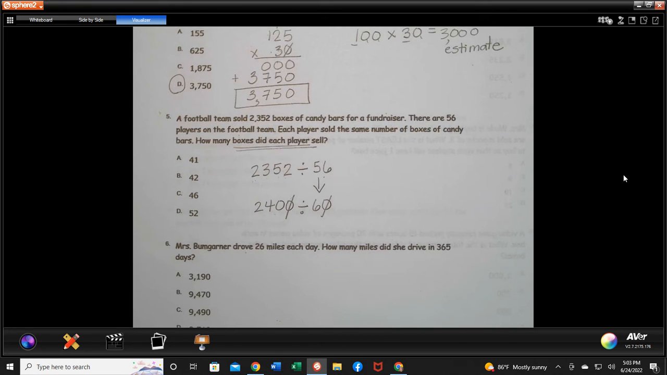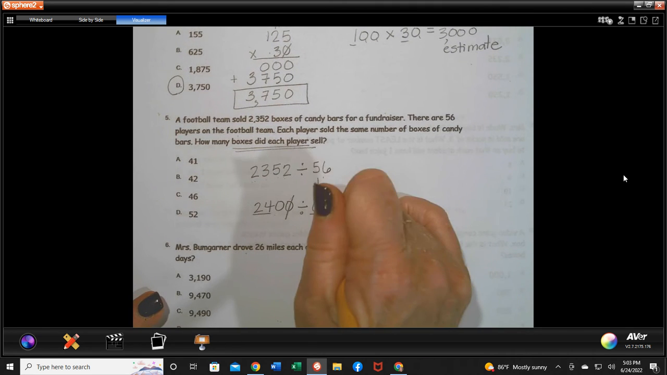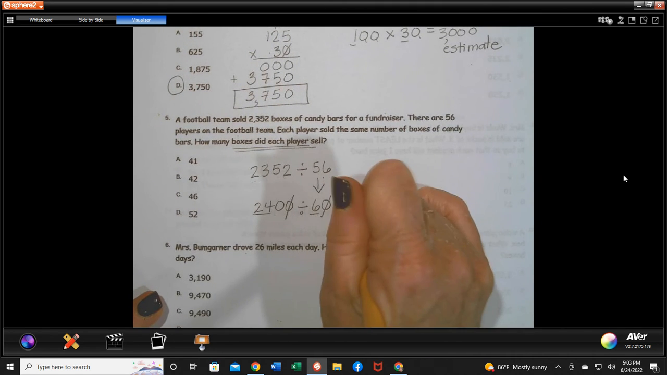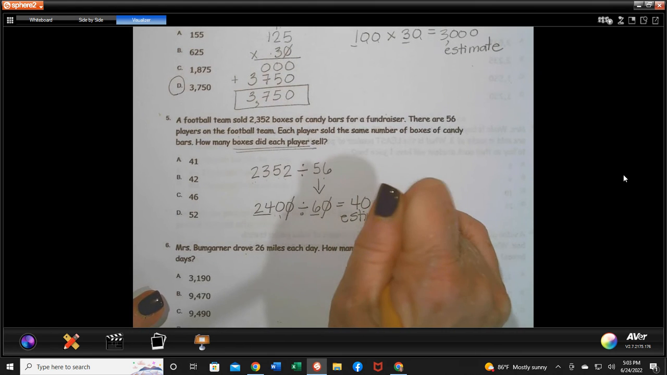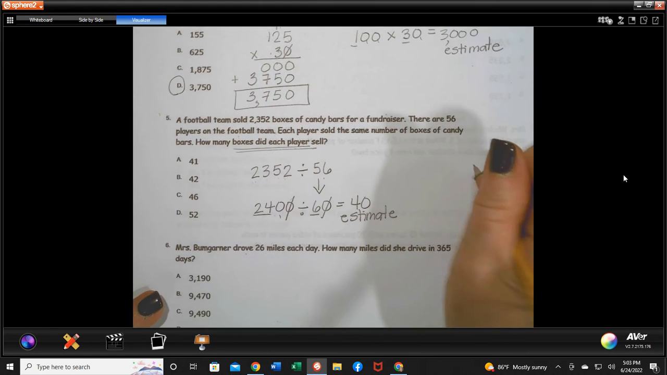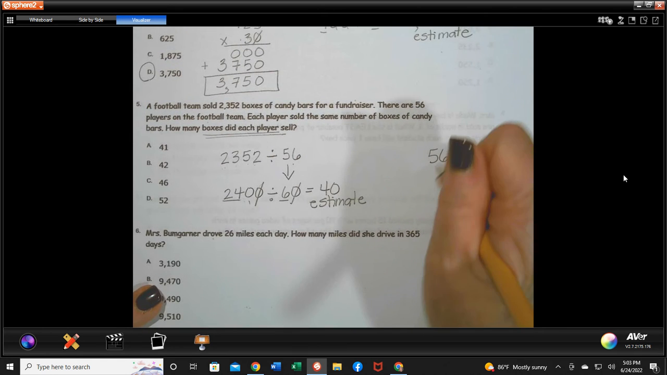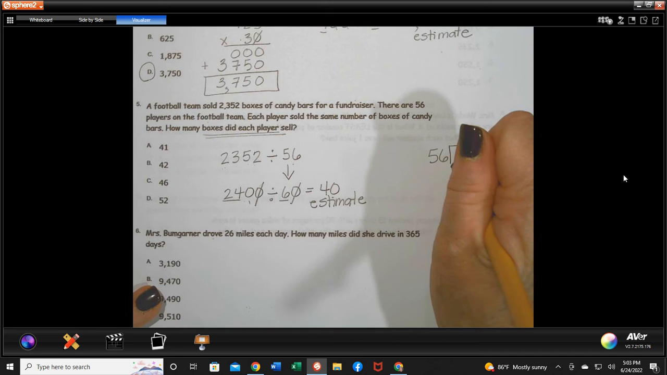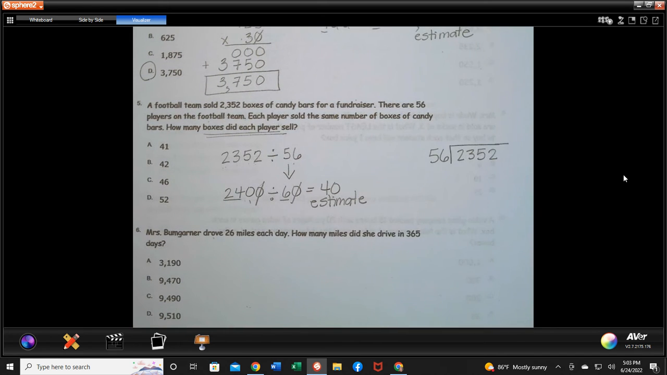All right, so we are going to divide. My basic fact, 24 divided by 6 equals 4. I have that 1 0. So I have an estimate of 40. All right, so I'm going to divide. Here's my work. 56 into 2,352. So my estimate's going to help me a couple different ways.